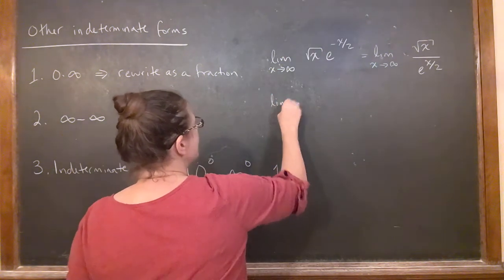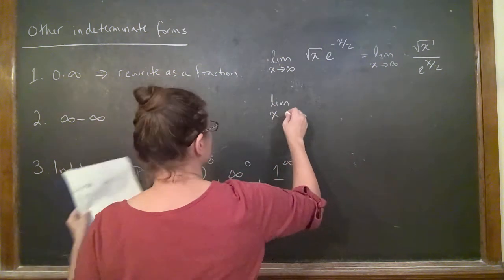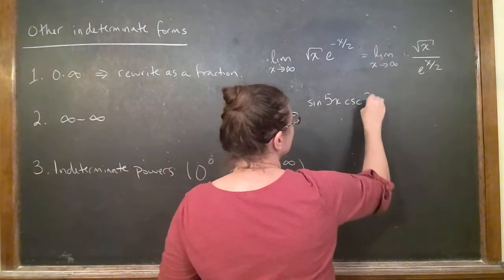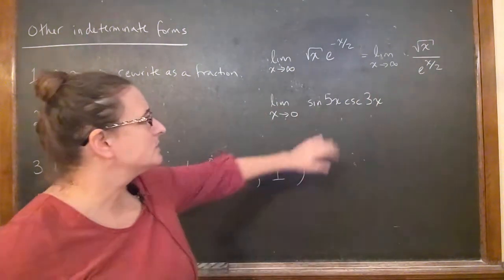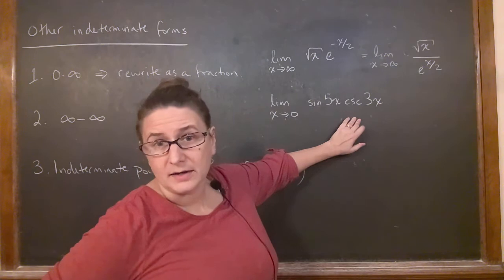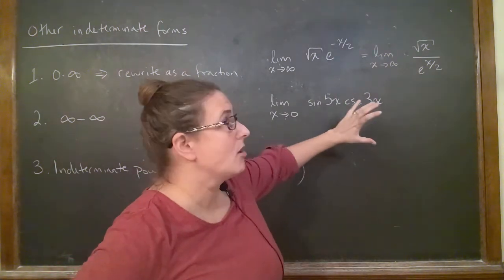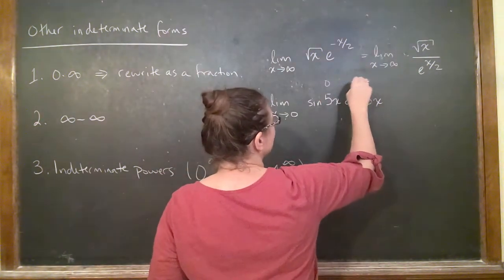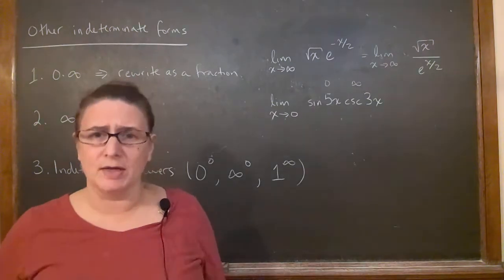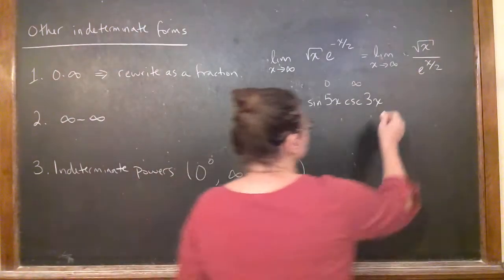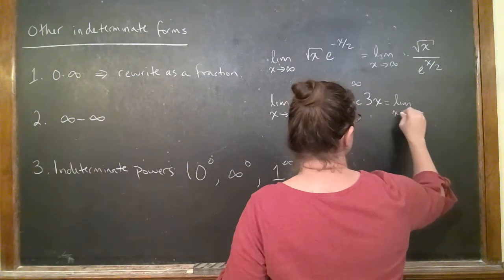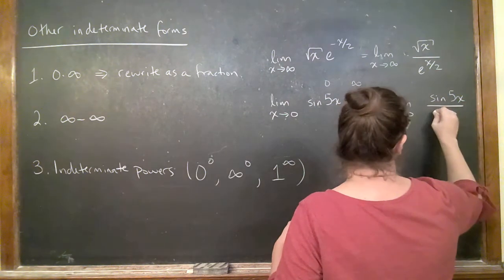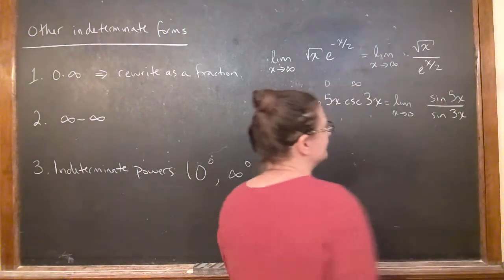Another example, this is as x goes to 0, sine 5x cosecant 3x, okay? Cosecant, of course, is 1 over sine, right? So if I'm going to 0, cosecant is going to be infinity and sine is going to be 0. So this is 0 times infinity. But it's very easy if you think, okay, cosecant is 1 over sine. So then you just rewrite this as limit as x goes to 0 of sine 5x over sine 3x, right?